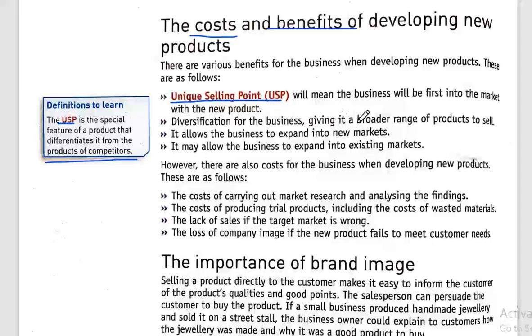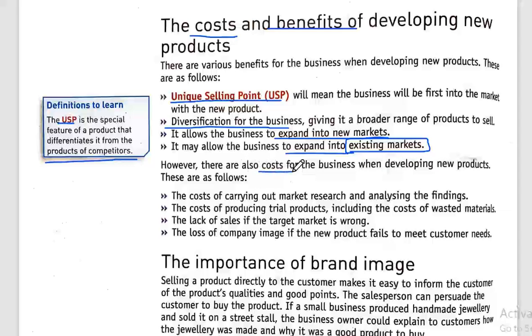Diversification for the business, giving it a broader range of products to sell. Every time I do a new product, that gives me as a business diversification. I have a variety of products. I don't only sell one product. No, I have different products. Also, it allows the business to expand into new markets, selling this new product to new markets, gaining new customers, and gaining more profit. It also allows the business to expand in existing markets: the existing customers, I'm selling them more stuff, so I'm expanding within my market.